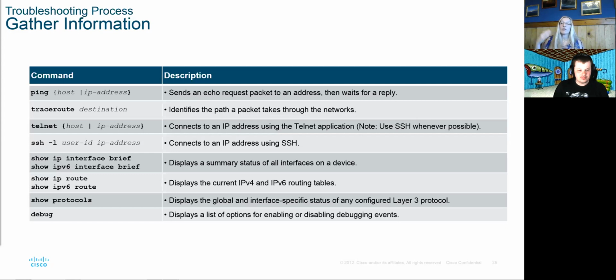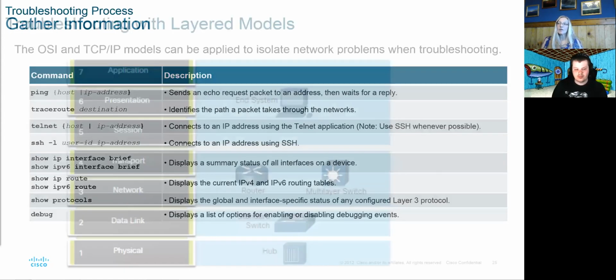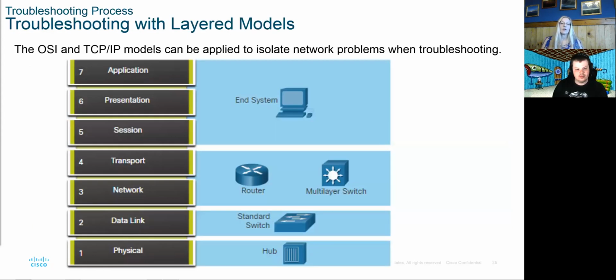The one thing that telnet and SSH do, though, is check higher up the OSI model. So telnet and SSH will be testing at layer 7, your application layer, as opposed to just a ping, which doesn't. Show your IP interface, make sure that you've got correct IP addressing, show your protocols, and debug. So the more information that you can get, the better.